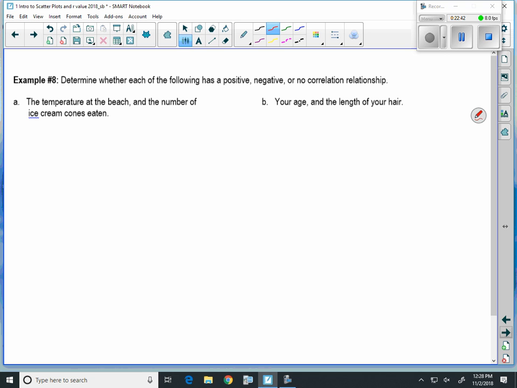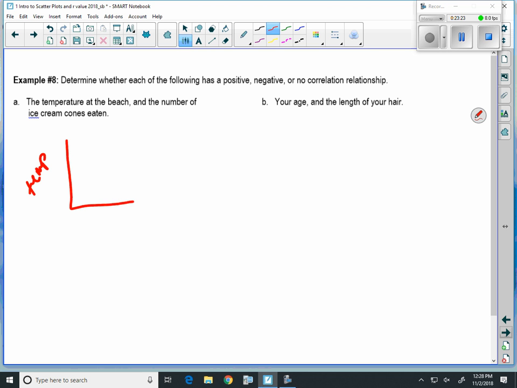All right, example 8. Determine whether each of the following has a positive, negative, or no correlation. The temperature at the beach and the number of ice cream cones eaten. Okay, first, what's X and what's Y? Temperature is Y. You want to make temp Y? Yeah. Okay. You don't agree? I just think temp was on the bottom. But I could be wrong, honestly.